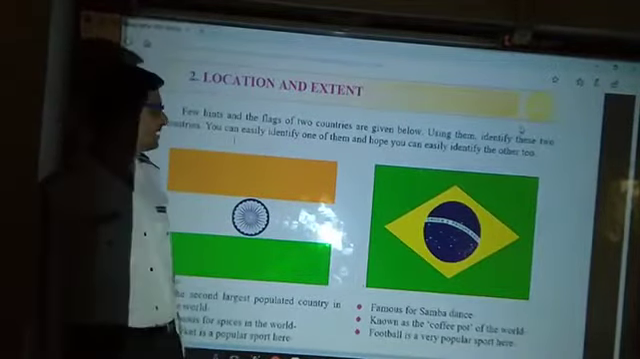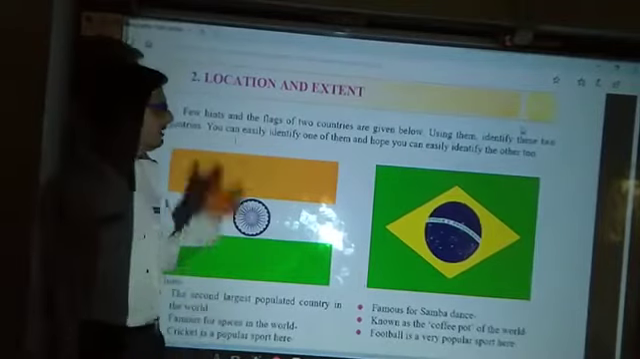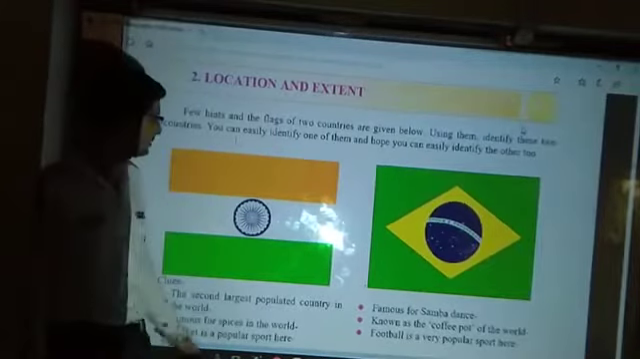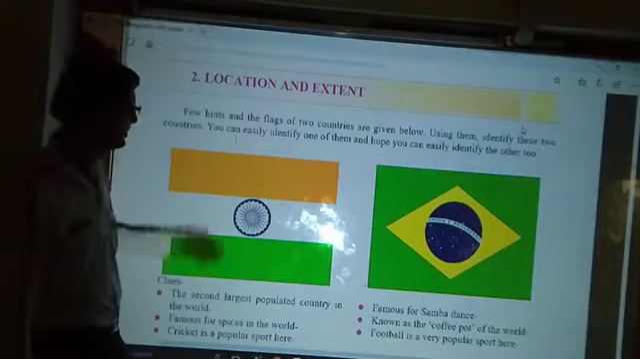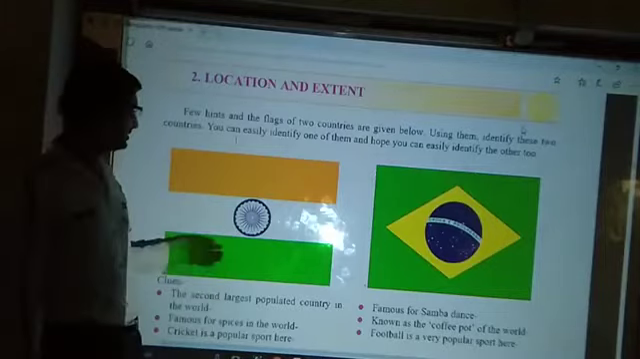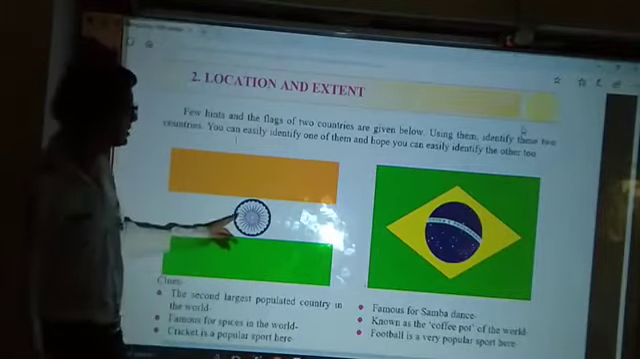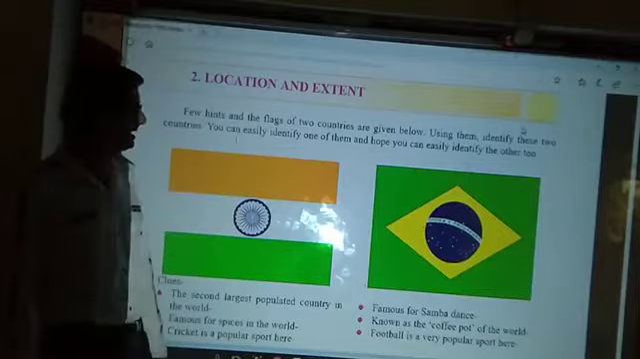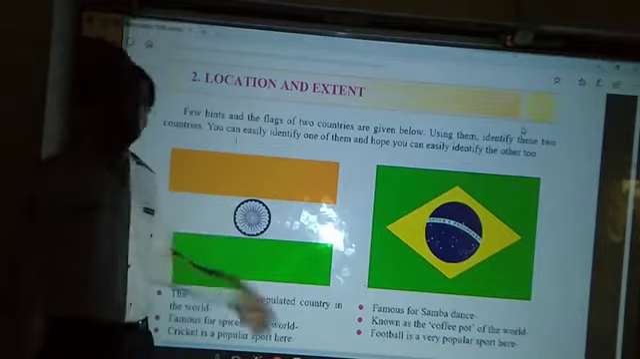Now, a few hints in the flags of two countries are given below. Using them, identify these two countries. Which are these two countries? You can quickly and easily identify. This is India, because we have this Indian flag and we have the Ashok Chakra over here. So you can easily identify one of them, and obviously it is our flag.